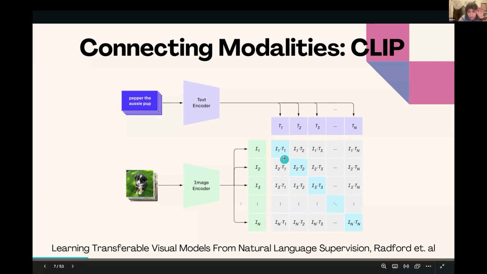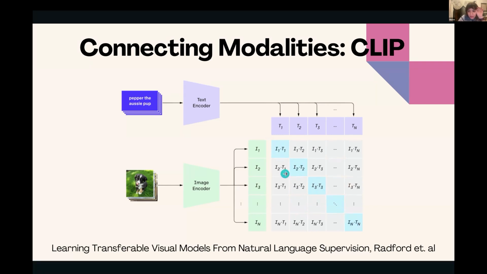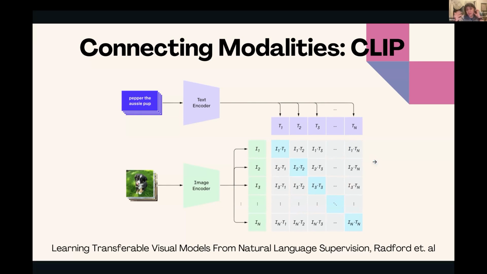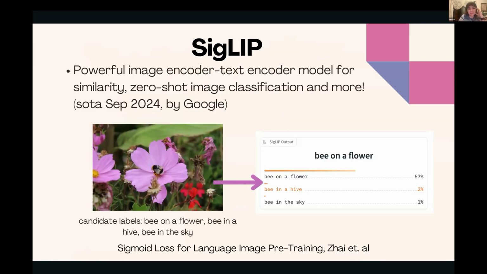So if I can show this. These ones should be the maximum, and then the rest of them, especially the least similar ones, should be the minimum. And this is what CLIP is doing. And during inference, you get a bunch of similarity scores as well, which I'm going to show.